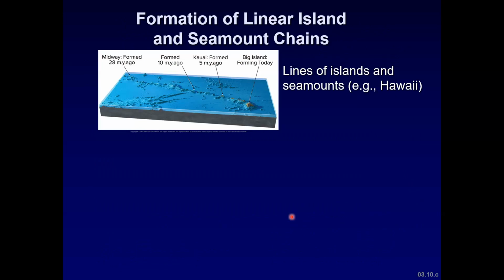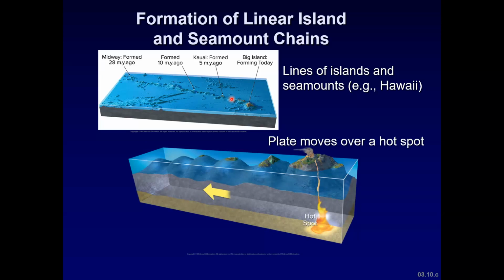I mentioned the Hawaiian Islands at least once. How did those form? We have here lines of islands and underwater mountains. We call those seamounts. These chains form when a tectonic plate moves over a source of magma in the mantle. We call that a hot spot. A volcano forms over that hot spot.